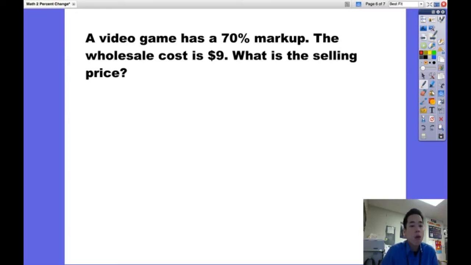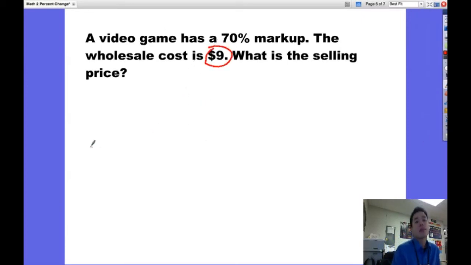Stores like Target, Walmart, Best Buy, they have markup. For example, if you guys ever get an Adidas pass to the Adidas store, or a Nike pass to the Nike store, or the Columbia pass, you usually get wholesale at those stores, and that pass allows you to get the original price of the product before they mark it up for profit. So a video game has a 70% markup. The wholesale cost is $9. What is the selling price? So I know that this $9 is how much I can get if I have an employee pass. So let's say GameStop or Walmart or Target is going to mark it up 70% of that, so that they can make profit.